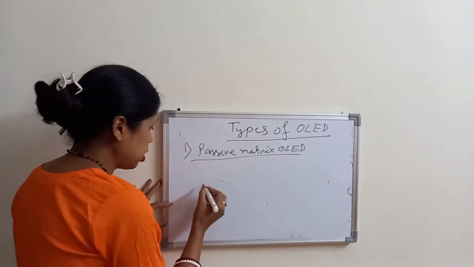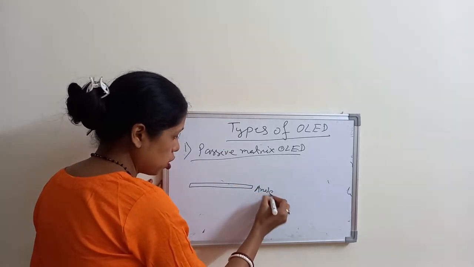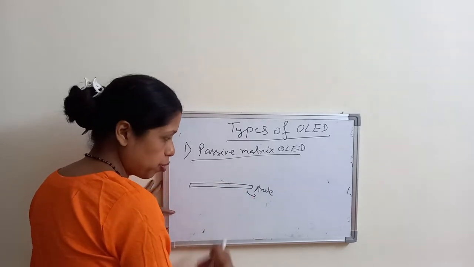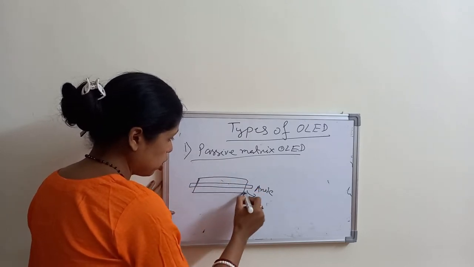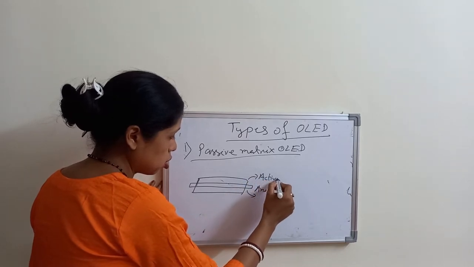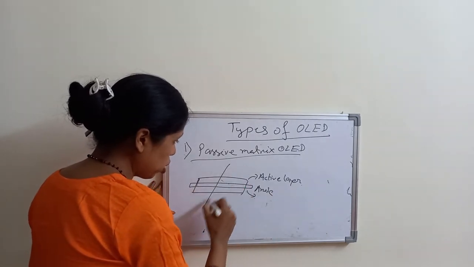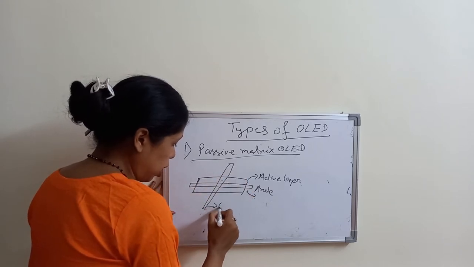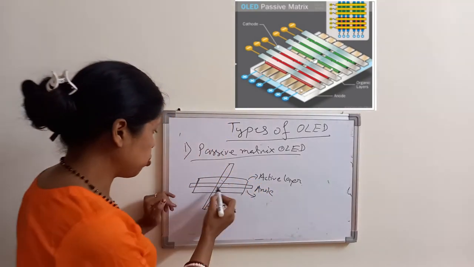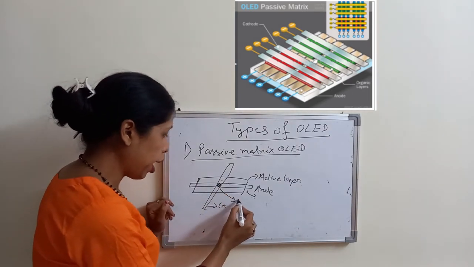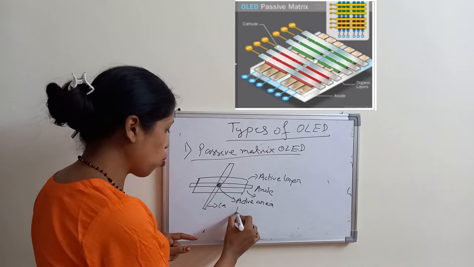Okay, suppose here is the anode layer. This is one kind of anode strip. This should be transparent, so light should be emitted from the anode layer. Above this, I am depositing the organic material active layer. Now above this, in this way, I have to deposit the cathode layer. This is like a crossbar structure. The intersection between anode and cathode layer gives the active area. This is also known as a pixel. This is one pixel.